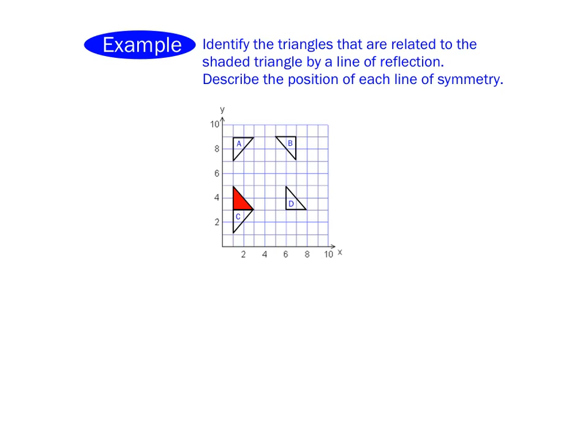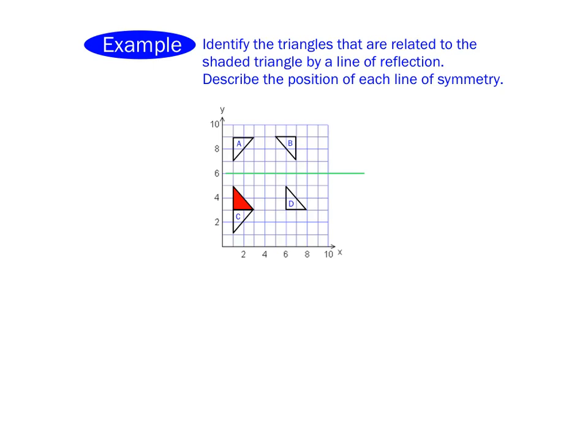So, right off the hop, what you might say is, if we take a look at triangle A, it could be produced by reflecting in that green line right there. That's going to give you triangle A. Okay?